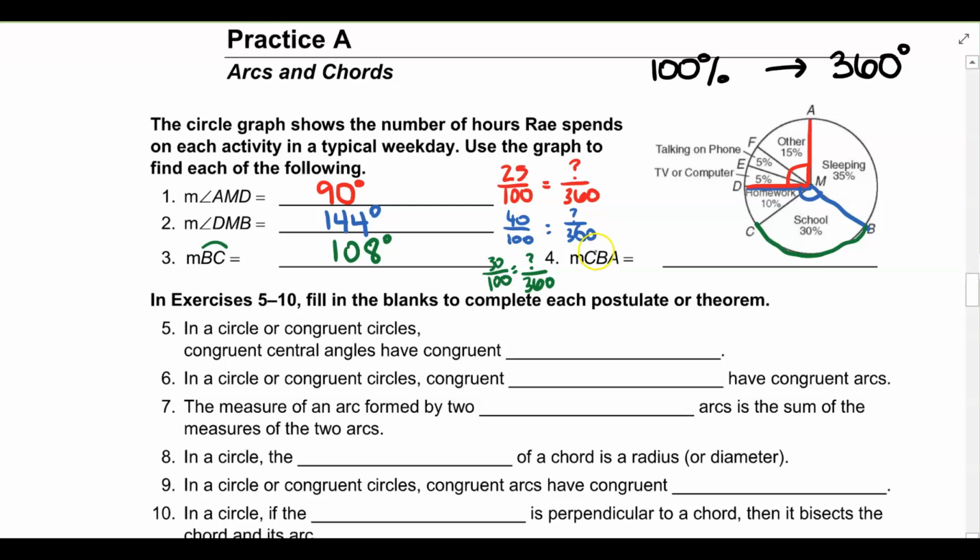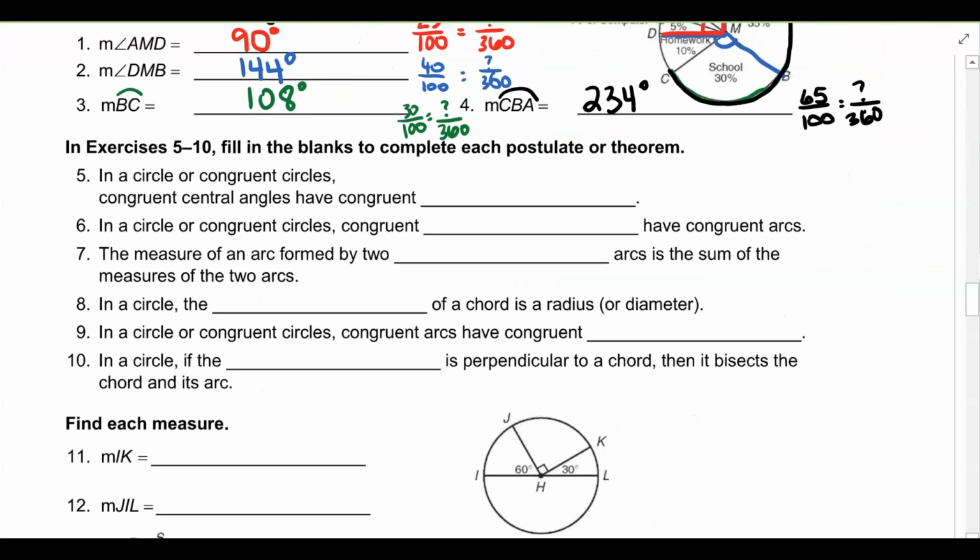All right, last one in this section, measure of arc CBA. So again, what that tells me is I'm going from point C to point A by passing through point B. So all of this accounts for 65% out of 100. So how much is that worth out of 360 degrees? So 65 times 360 divided by 100, that's equivalent to 234 degrees.